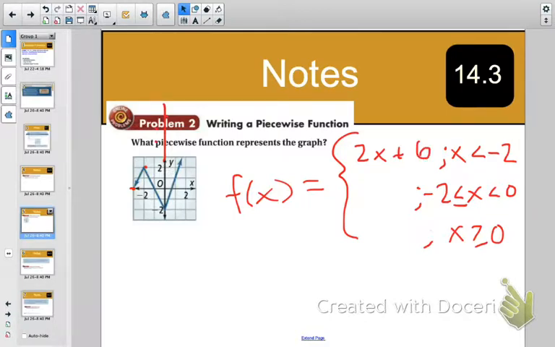Would that work? If I plug in negative 3, 2 times negative 3 is negative 6, plus 6 is 0, so that works. Okay, so that's the first one. The second one, I can see that my slope is going down 2 over 1, so it's going to be negative 2x. And this one you can actually see the y-intercept, it's at negative 2, so negative 2x minus 2. And the last one is rising 3, run 1, so 3x. It crosses the y-axis at negative 2, so minus 2. So that would be your piecewise function that represents this graph.